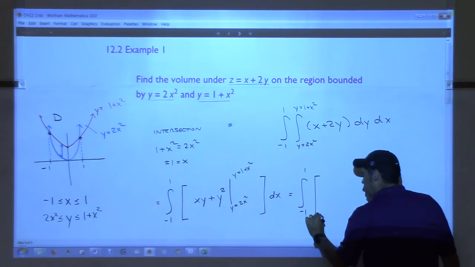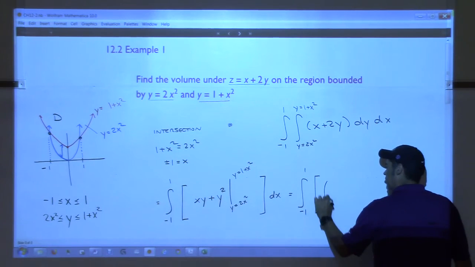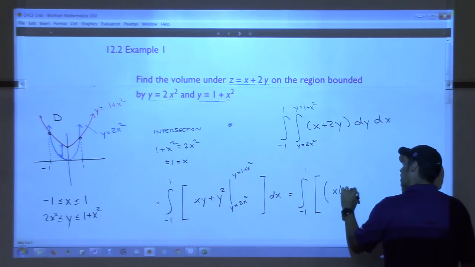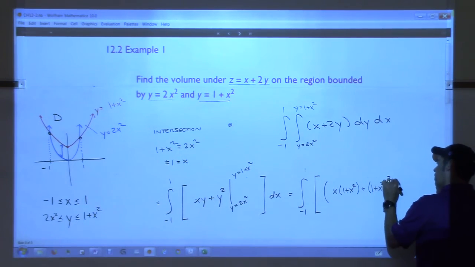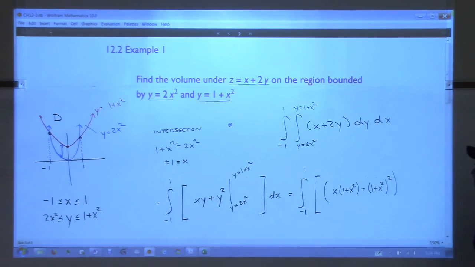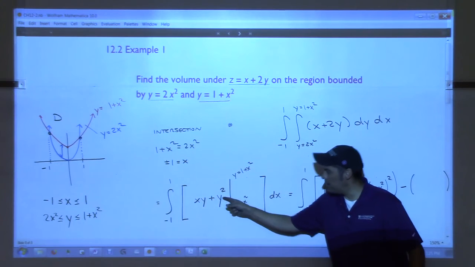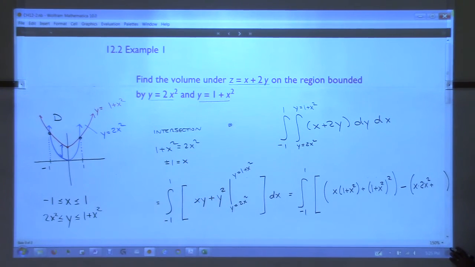All right, so now we go in here and we say, let's see, this goes first, right? So here into here for y, so we get x times 1 plus x squared, and then plus that thing squared. Okay, so that's what I get when I plug in 1 plus x squared for y here and here. And then minus, and now we've got to plug in 2x squared here and here. So x times 2x squared plus 2x squared squared, so 4x to the fourth. And all of that dx.